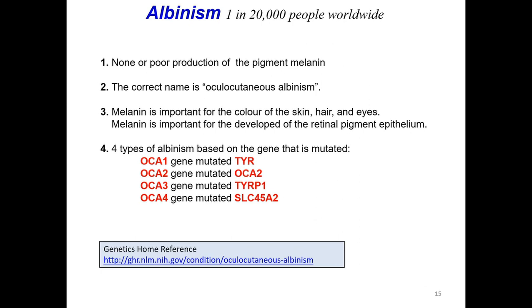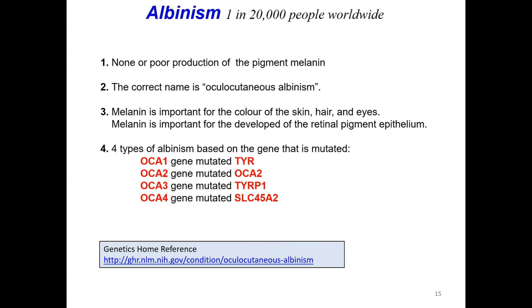So as we said, the problem here is that there's poor or no production of melanin. So there are degrees of albinism. So some people have no production of melanin at all, and some people just have a reduction in the production of melanin. It depends, there's a sort of spectrum. The correct name is oculocutaneous albinism because the most visible problem is of course the lack of pigment in the skin, hair. But there's another problem, which is with the retina, because the melanin is also important for the correct development of the retina.